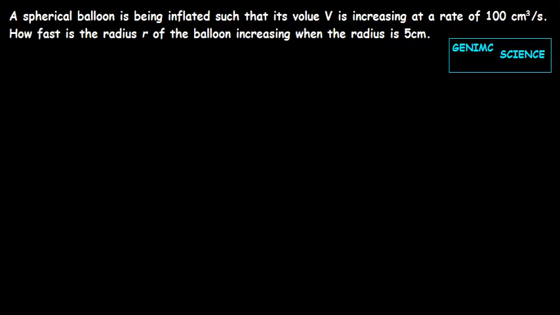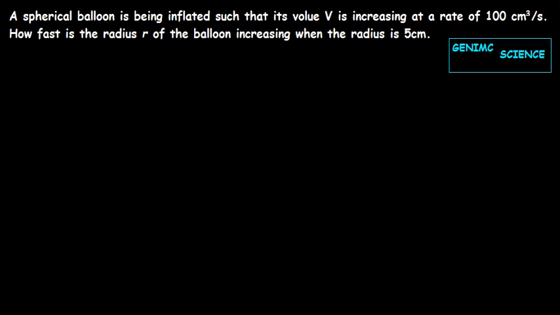Let's assume you're given this kind of problem which says a spherical balloon is being inflated such that its volume, which is being denoted by V, is increasing at a rate of 100 cubic centimeter per second. And how fast is the radius R of the balloon increasing when its radius is just 5 centimeter? In this scenario, we are given a balloon which is being filled with air and its volume is growing by 100 cubic centimeter per second.